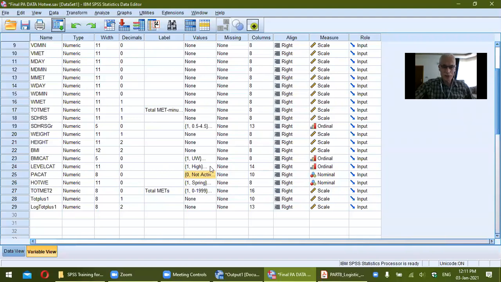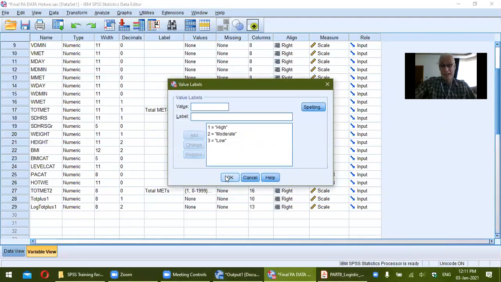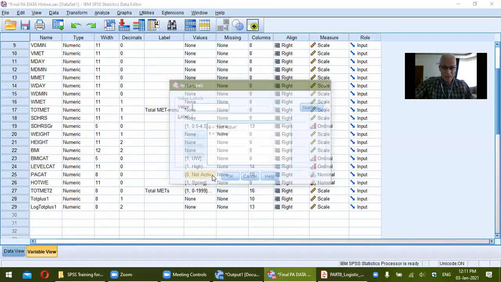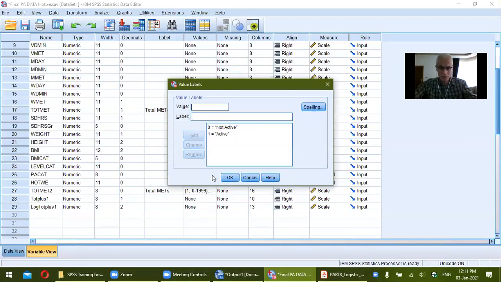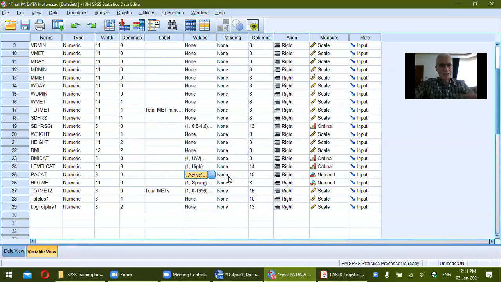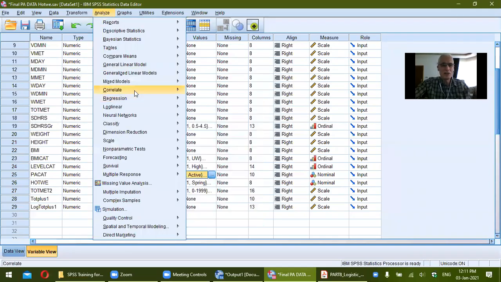We have three categories. We said we don't use this unless we want to do ordinal regression. But since this is my dependent variable, and I want to study the effect of other variables on it, I go here to logistic regression, binary logistic regression.